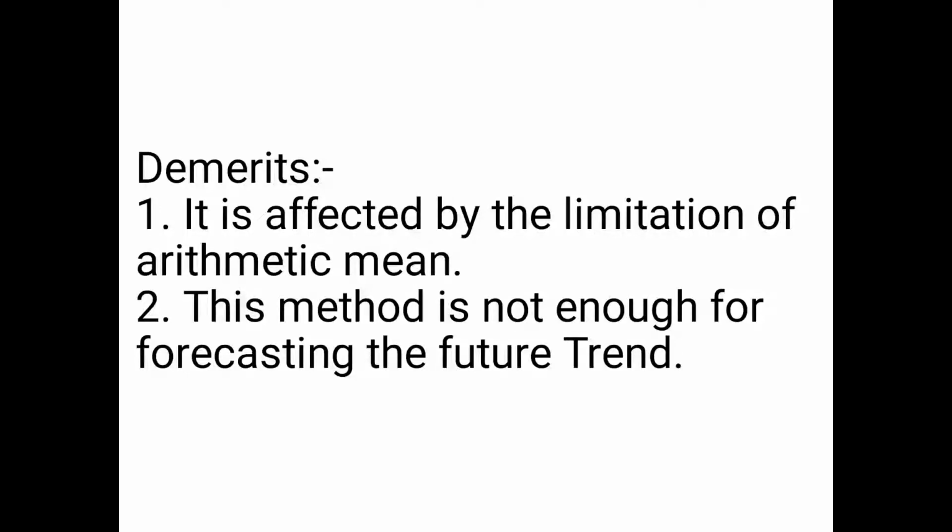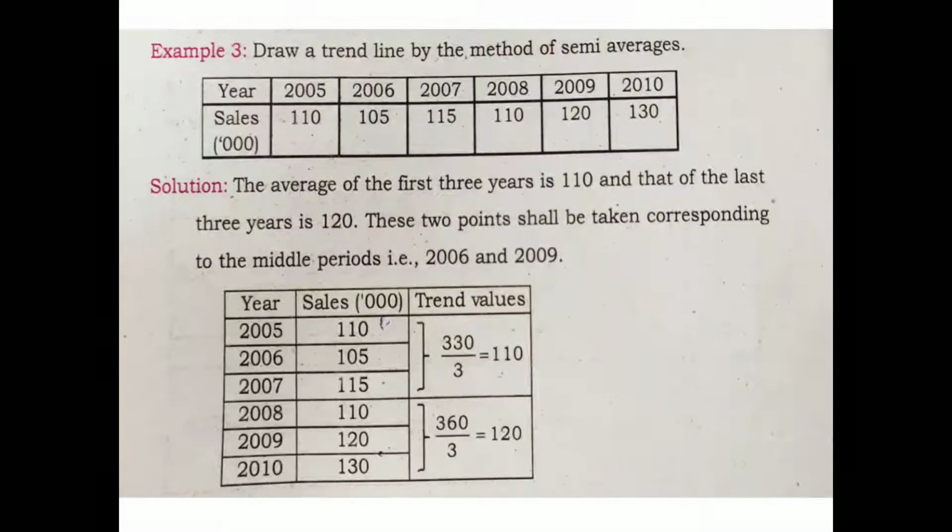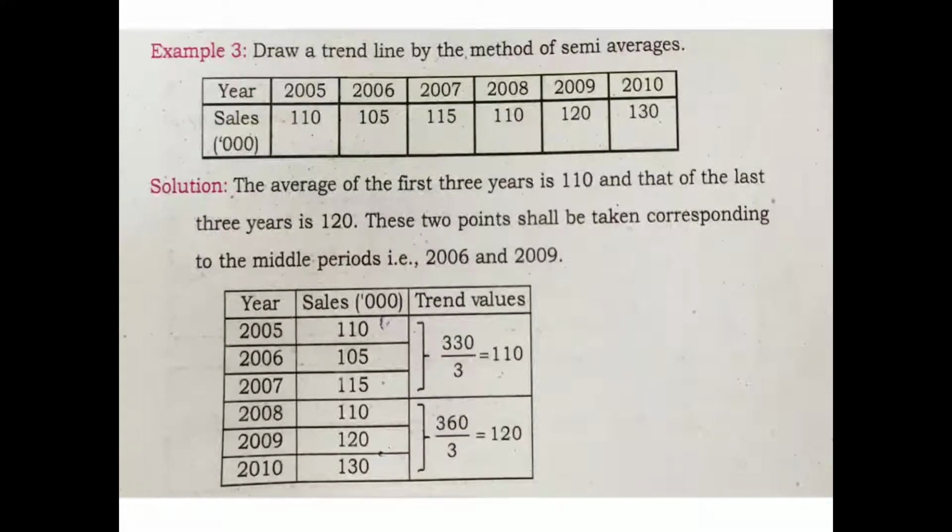Next, moving on to the example problems. Example 3. Draw a trend line by the method of semi-averages. Year and sales in thousands have been given. Now we shall move on to the solution. You have to calculate the averages of the first 3 years.